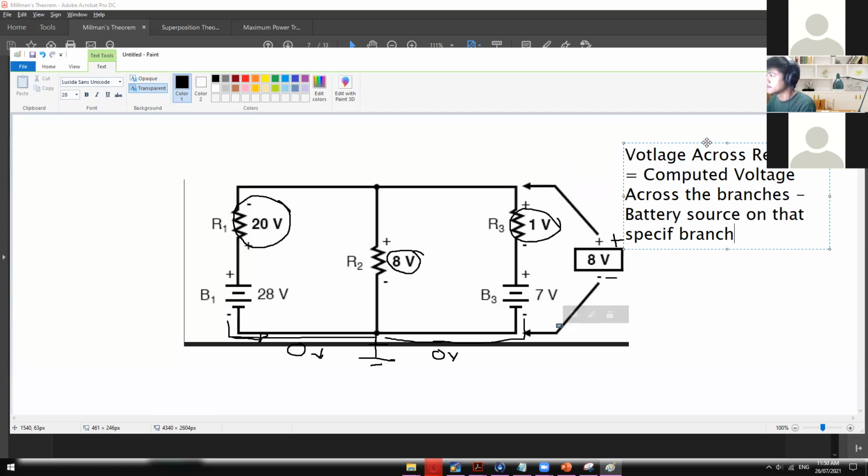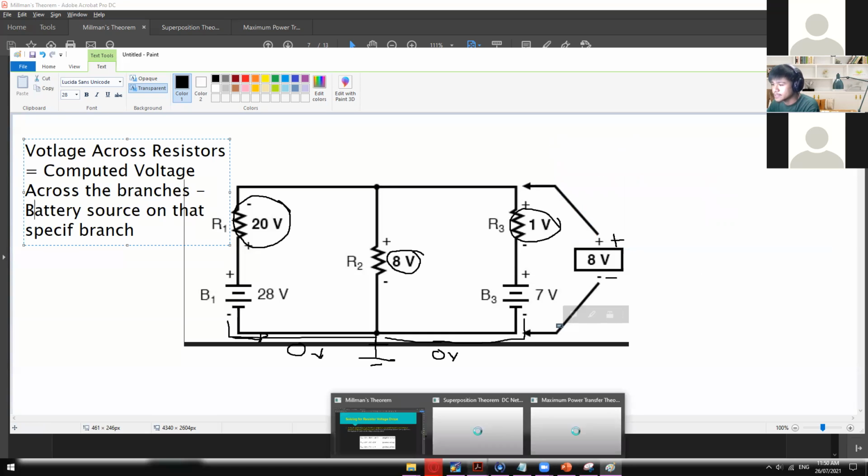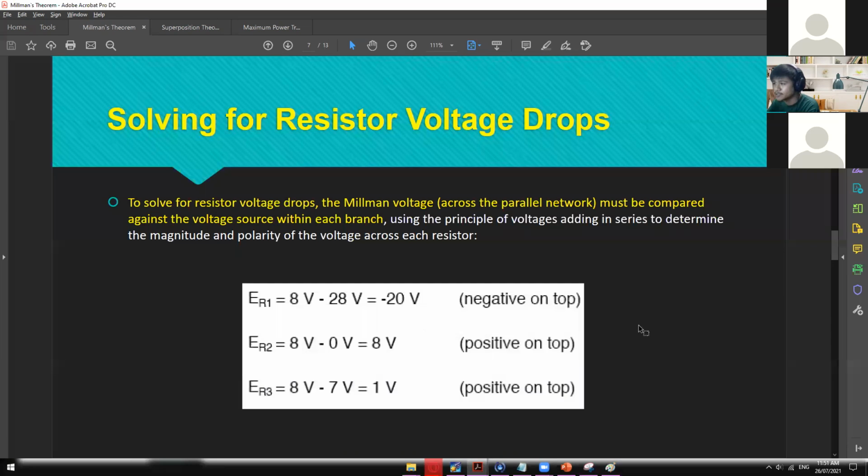Alright. So, I hope you guys can see this one. So, for you to be able to get the voltage across your resistors, so it's computed voltage across the branches, which is 8 volts, minus the battery source on that specific branch. Okay, so in here we have 28, and then in here we have 0, and then in here we have 7 volts. Okay, so that's how we've got the voltage drop value.